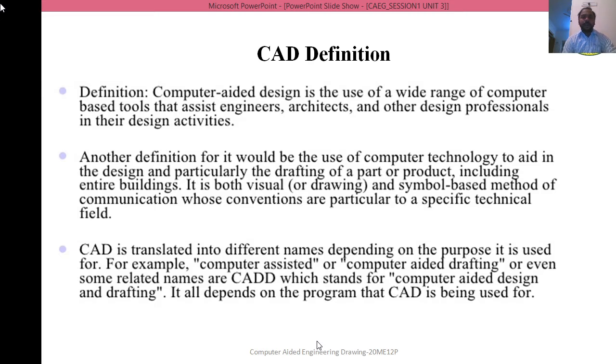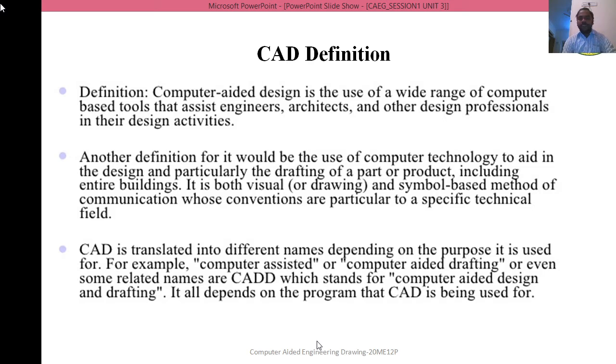That means by making use of a computer, software can create and modify, analyze or optimize the design of a component. CAD software is used to increase the productivity of the designer, improve the quality of design, improve the communication through documentation, and to create a database for manufacturing.